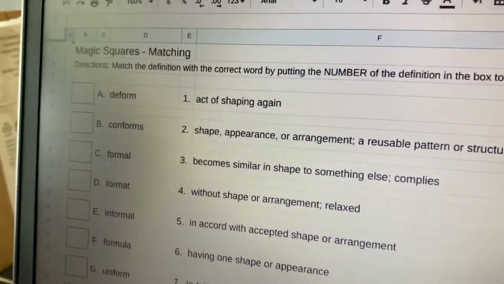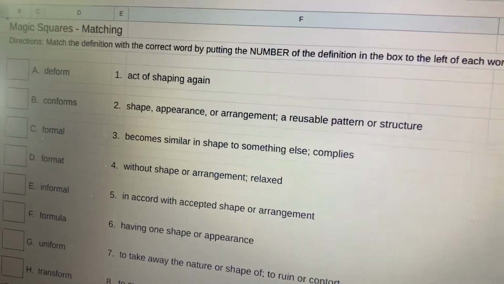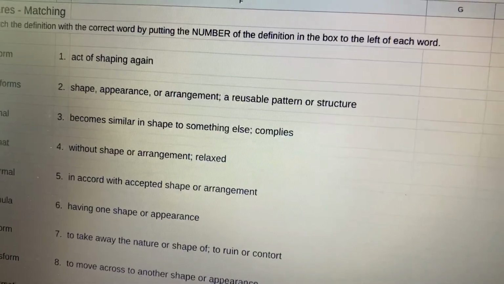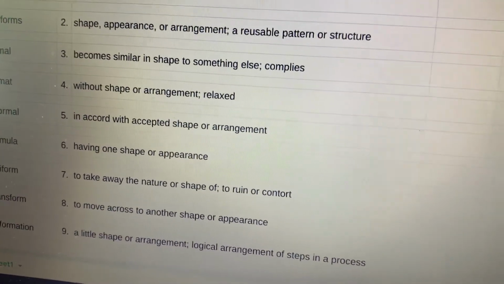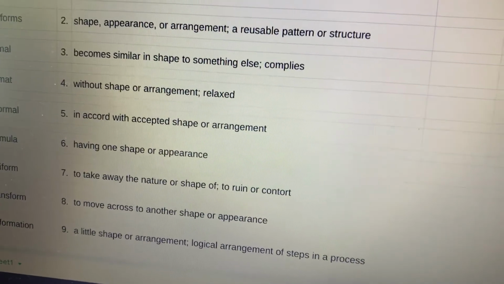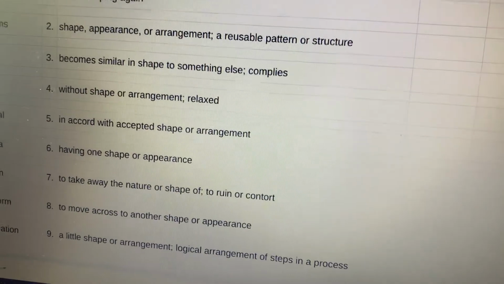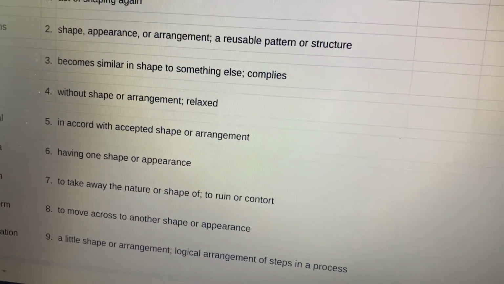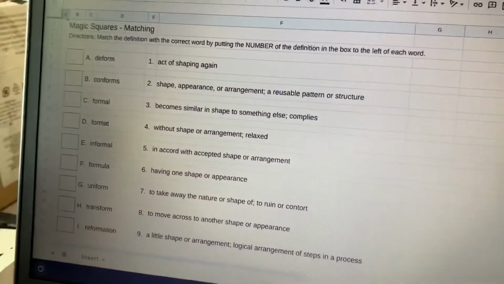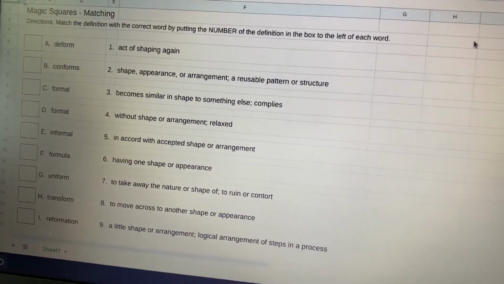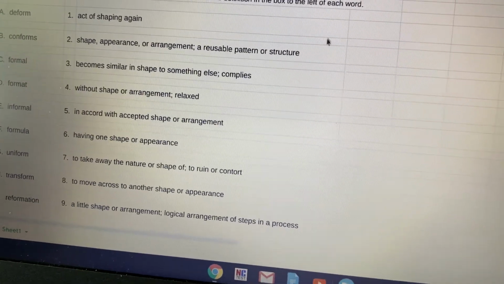Now, if you know that deform means to make opposite, to take away, or down, then you're going to be looking for those words in the answer choices. And look, number 7 says to take away the nature or shape of, to ruin or contort. And so we know that DE means take away and form means shape. So A must mean 7. Okay, so you're going to put 7 in the block here. You're just going to type that in and there you go.